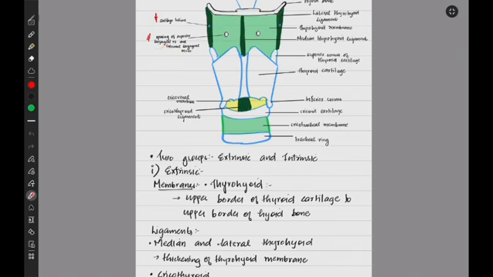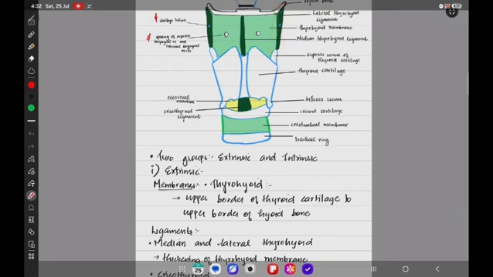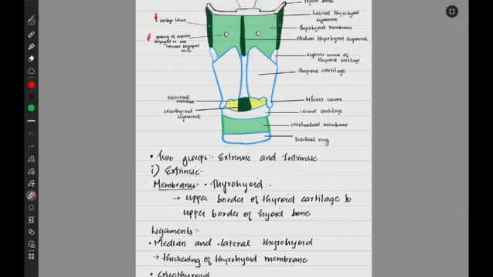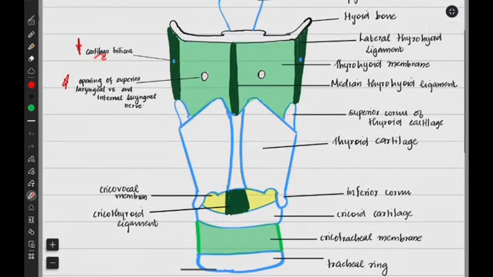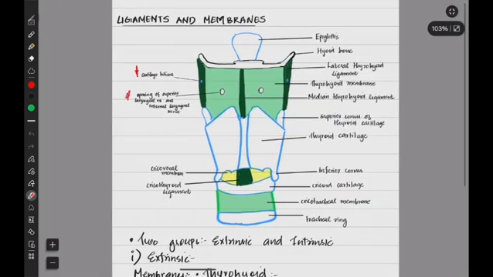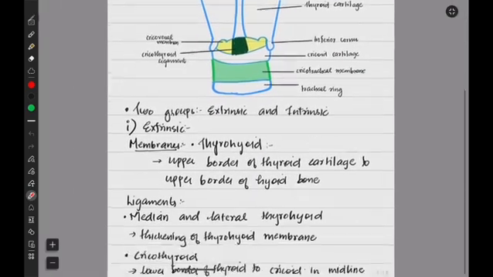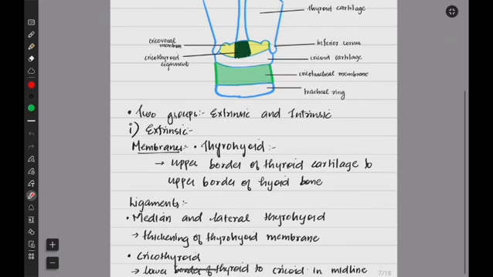Then about the ligaments. The first ligament is the median thyrohyoid ligament. It is the thickening of the thyrohyoid membrane in the midline. The next is the lateral thyrohyoid ligament, which is the thickening of the lateral part of the thyrohyoid membrane. In the lateral thyrohyoid ligament, there is an elastic cartilage known as the cartilago triticea. So that is about the thyrohyoid membrane and the median and lateral thyrohyoid ligaments.